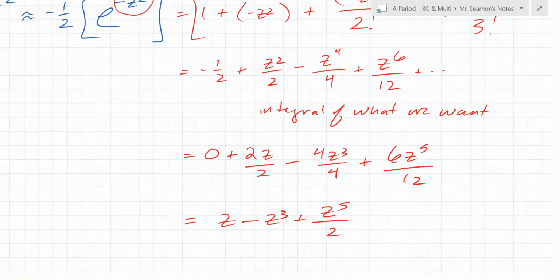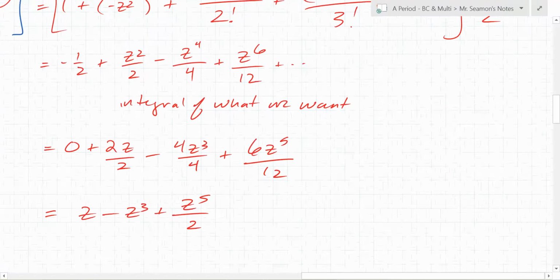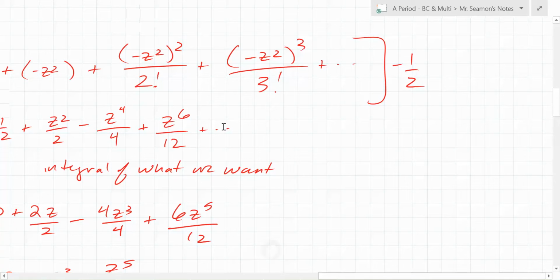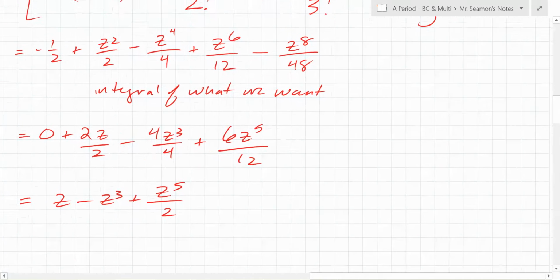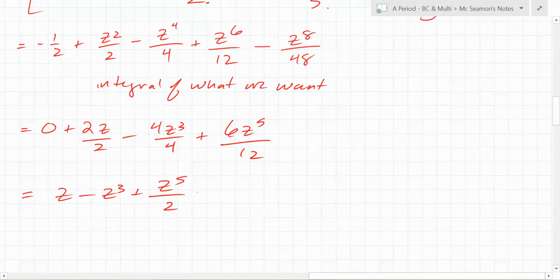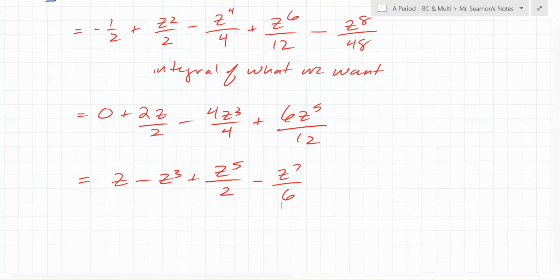We did. So what does that mean we're going to have to do, Emily? Yeah, go back up, and you're like, I don't want to do this again. But at this point we can kind of see it's going to be negative. What's it going to be? Z to the 8th over what? 24? No, not 24. It's going to be 4 factorial times 2. 48, right? Yeah. So we do the derivative of that, and we end up with what? Minus z to the 7th over what? 6. Does that kind of make sense, everybody?